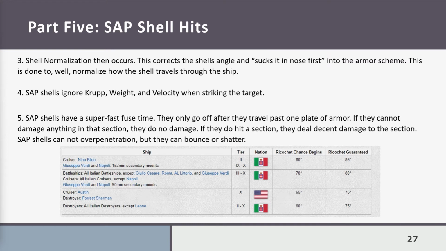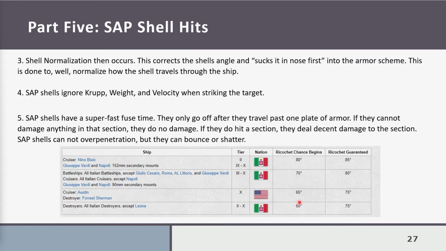As we can see here, there's different ricochet chances for certain ships. Nino Bixo has a very funny ricochet angle here of 80 to 85. And this is because the gun caliber on the ship, I believe, is so abysmally poor that otherwise the guns are just unusable. But for all of the cruisers, except for Napoli, because Napoli doesn't have SAP in the main guns, it begins at 70 and ricochet is guaranteed at 80.